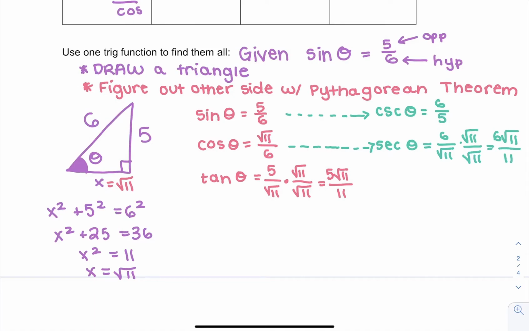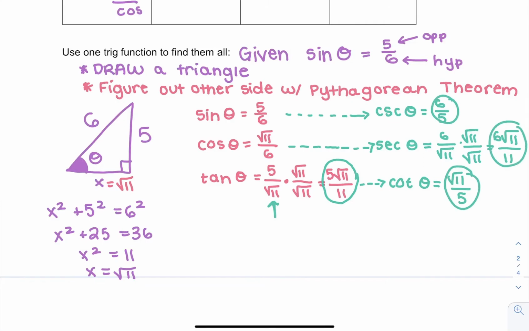And lastly, we have cotangent of theta. I'm going to show you a trick for this one. Rather than using this fraction, which if we flip it would give us a square root in the denominator, try this first fraction. If we flip this one, we get square root of 11 over 5. So now we have our 6 trig functions just by knowing that sine of theta is 5/6.